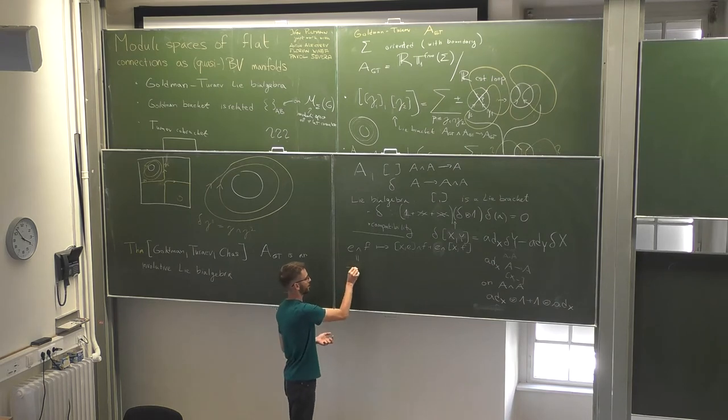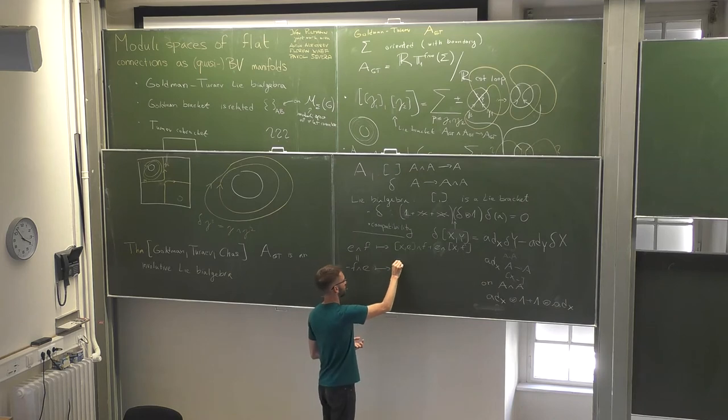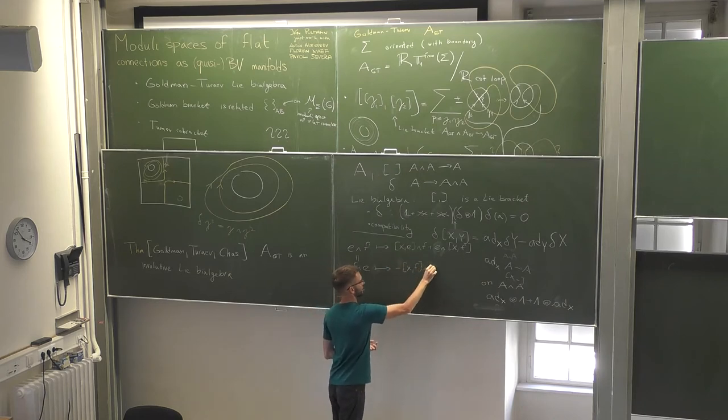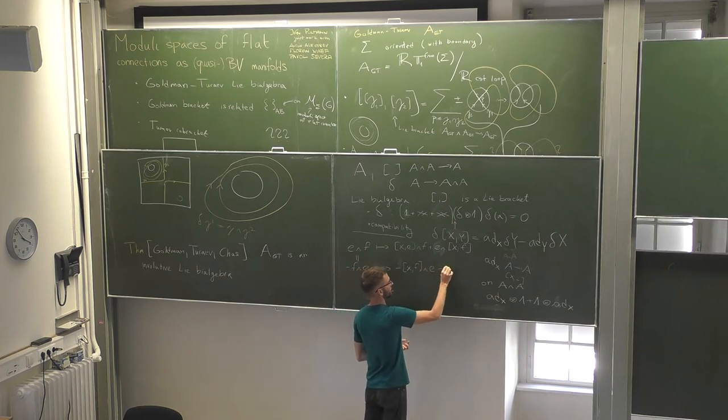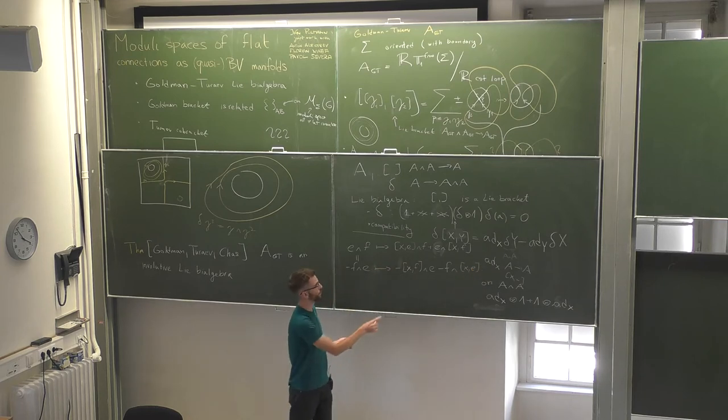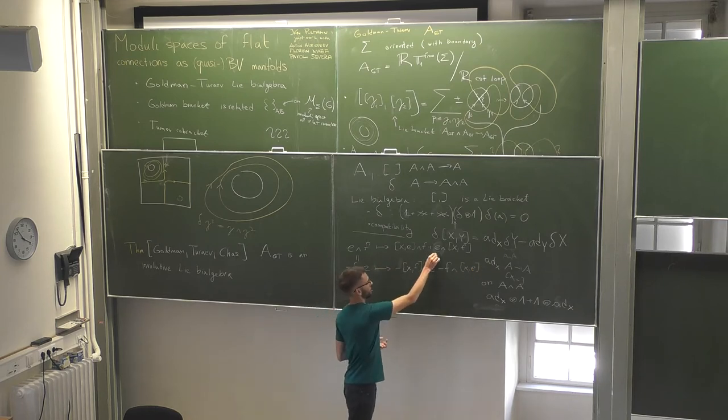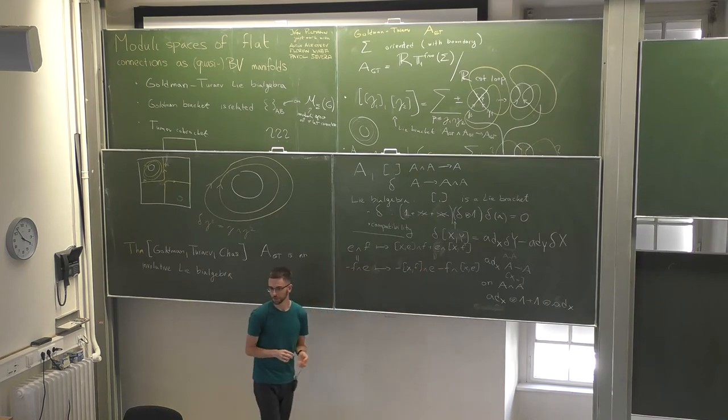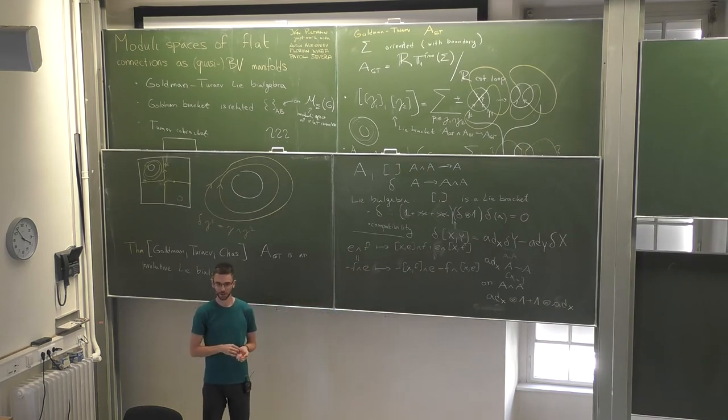But it should be equal to minus F∧E, which gets sent to minus [X,F]∧E minus F∧[X,E], which is equal to this. So it's compatible with the action.